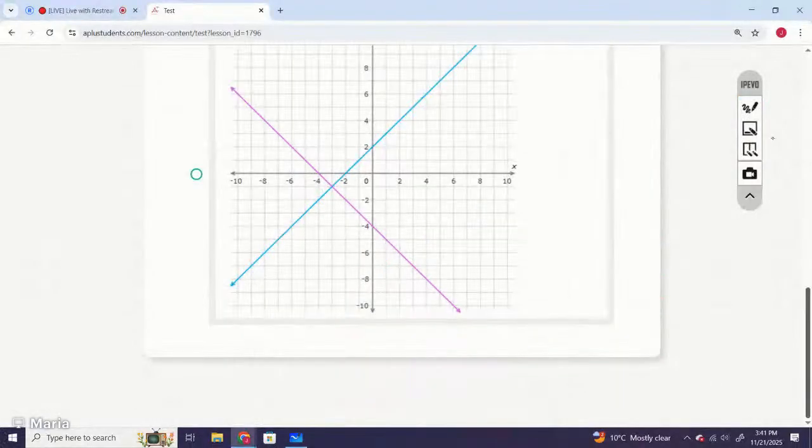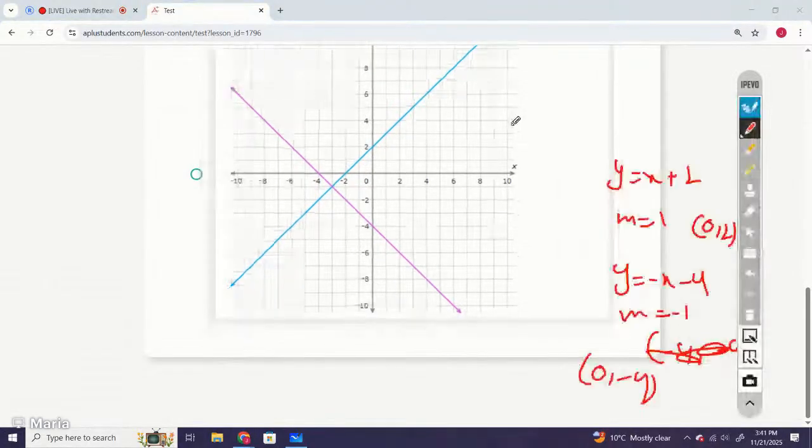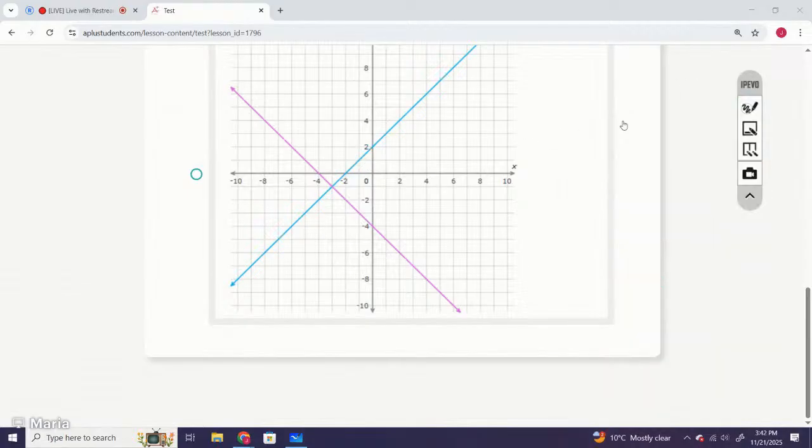Okay, now let me just plot these 2 points on the graph. For the first equation, x is 0, y is 2. Now we need to use the slope. We need to move up 1 point, right 1 point, and just join the points and draw a line, right? Now for the second equation, the slope is negative 1. Option number 2 is the correct option.